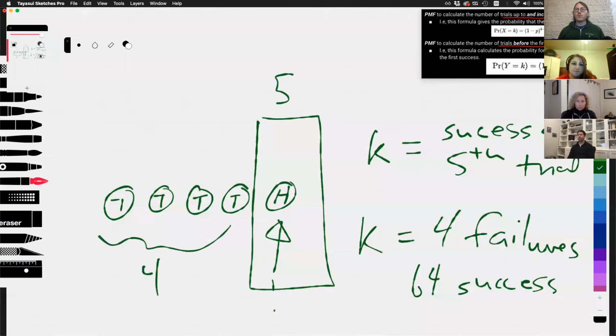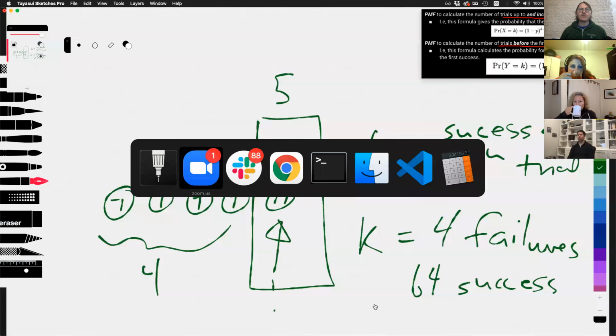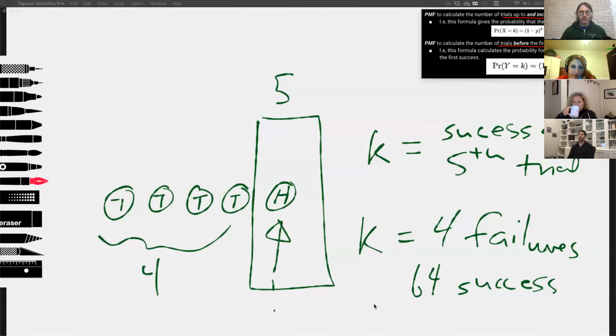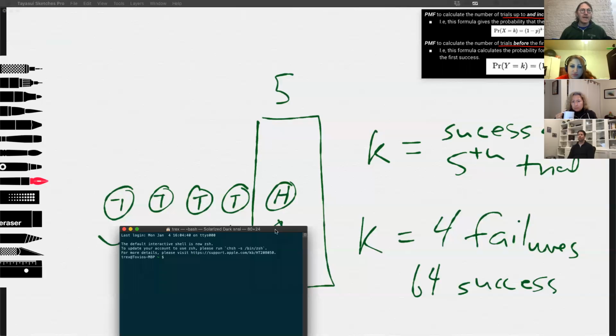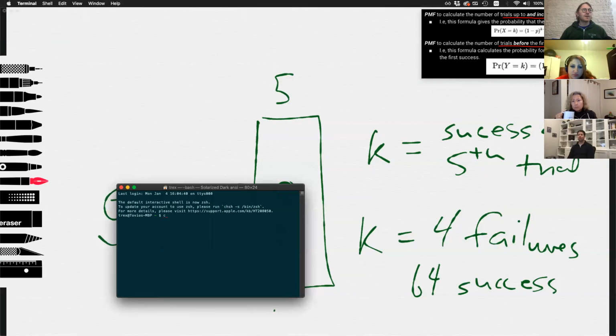So with that said, I realize I do not have a terminal open, and I should really do that. That's just going to take me a quick sec.